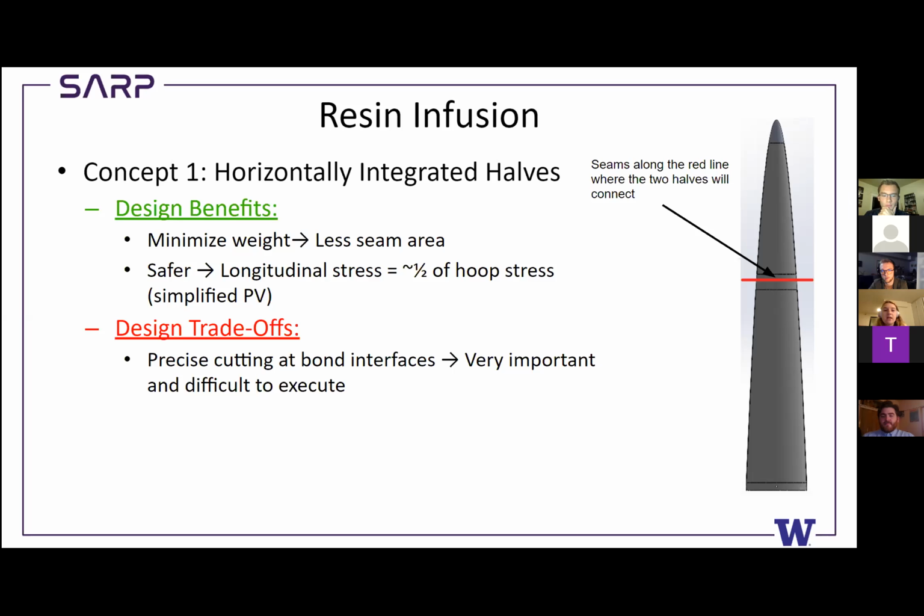Some of the trade-offs though is when cutting it at this angle, it's going to be hard to manufacture the exact circumference of both halves. And it's very important to get this so that the nose cone is one solid piece in the end. So it's difficult to execute. So that's one of the trade-offs.